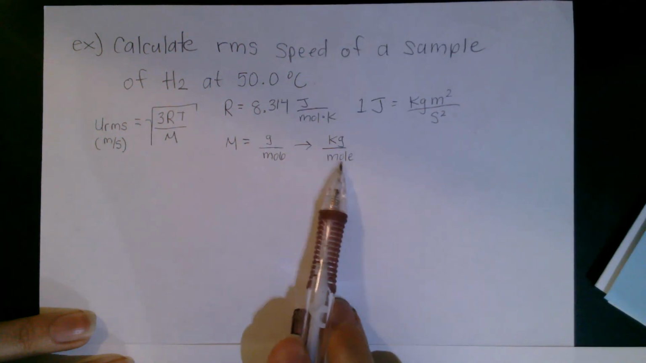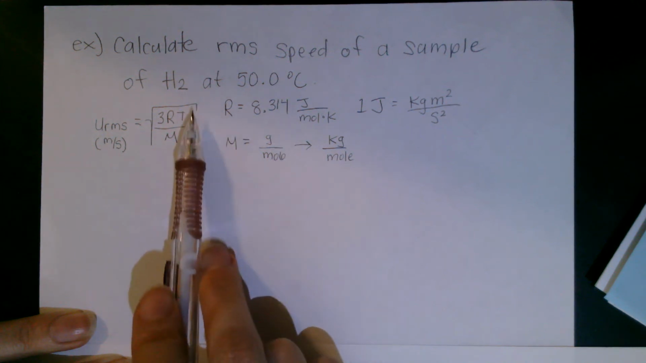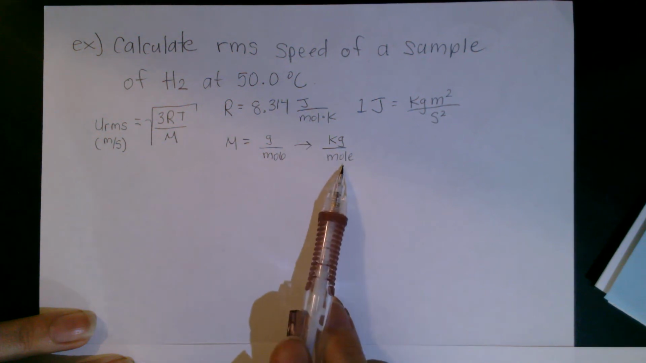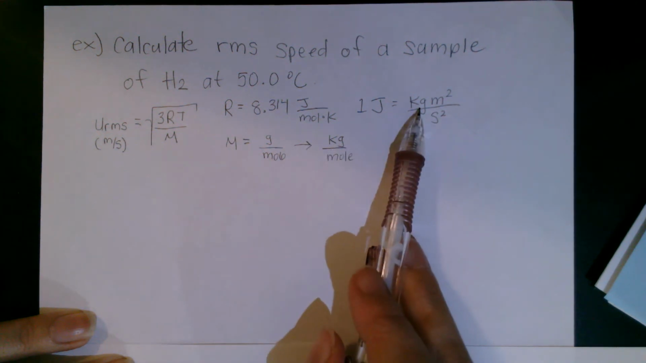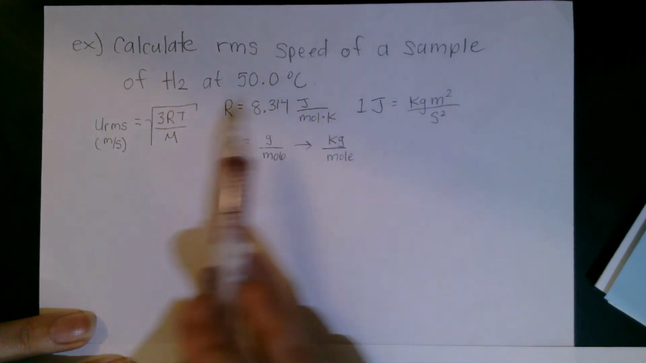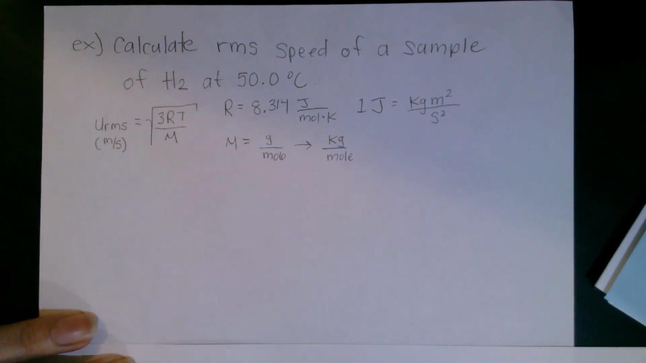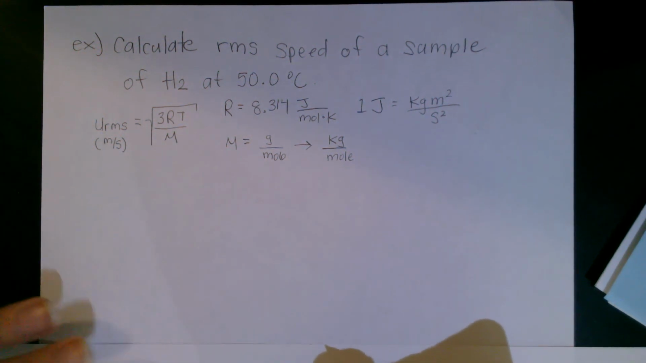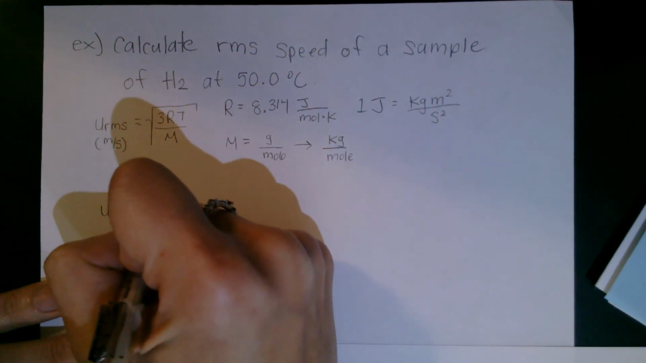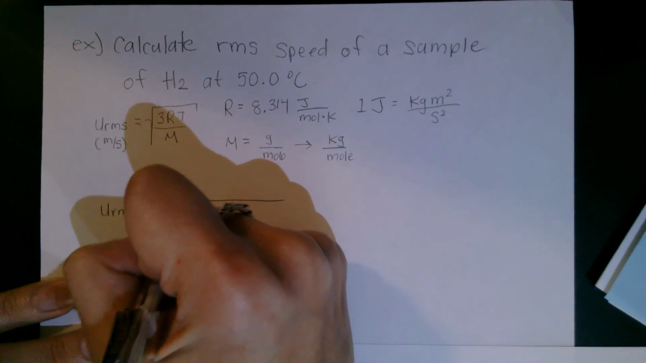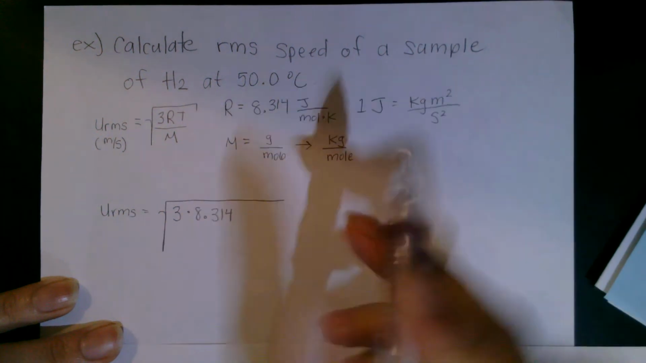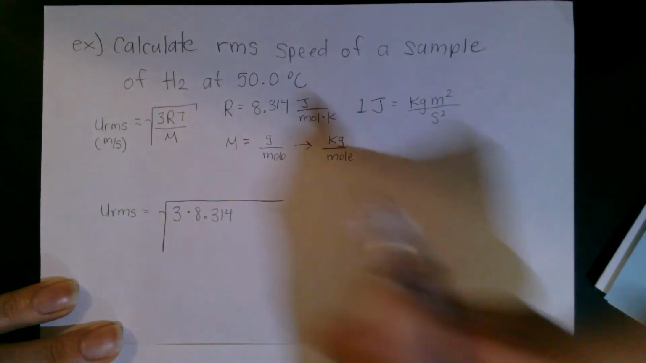Now if we look, mole is going to cancel with mole, Kelvin will cancel with Kelvin, and kilogram will cancel with kilogram. So under the square root, we're just going to be left with meters squared per second squared. After we take the square root, bingo, meters per second. Interesting units, like I said. So the root mean square speed is going to be the square root of 3 times R, 8.314. I'm going to substitute this in for the joule.